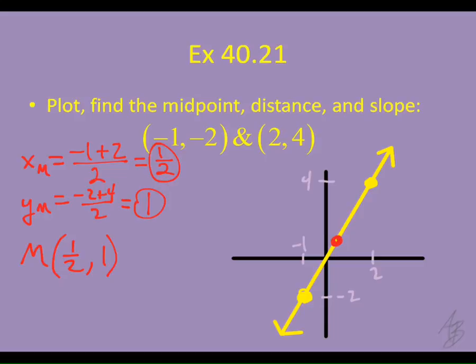And if we graph that on the coordinate plane here, it looks like it's going to be right about there. I'm not going to take the time to mark that on the axes, but does that look about right? About where 1/2 comma 1 should be? Okay. How about the distance?